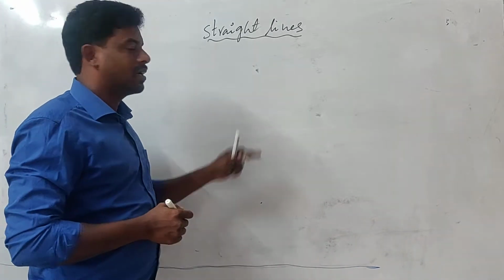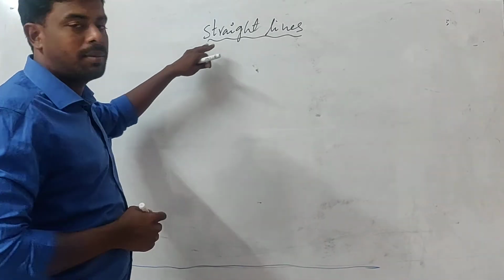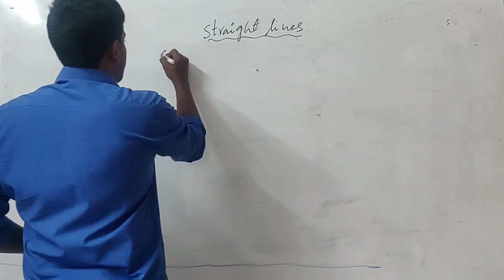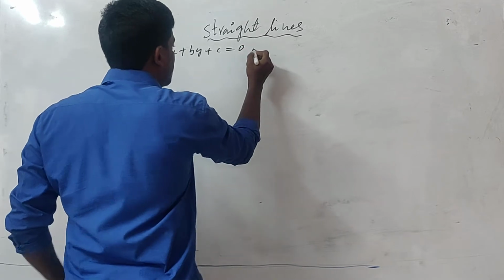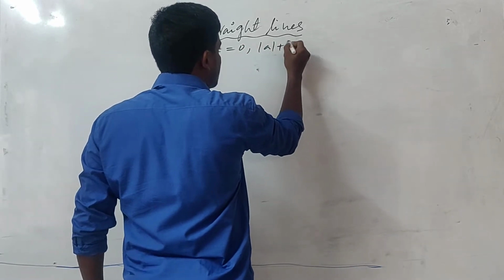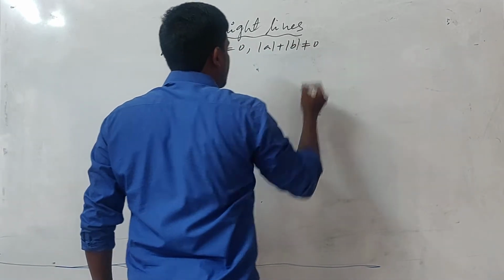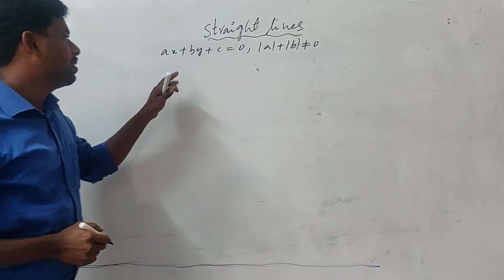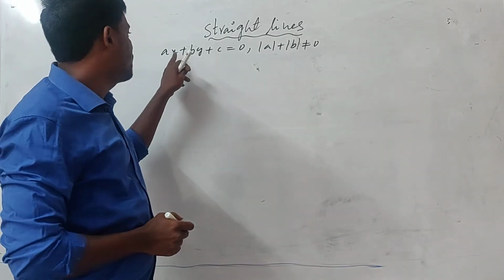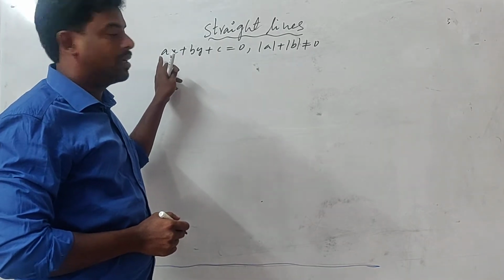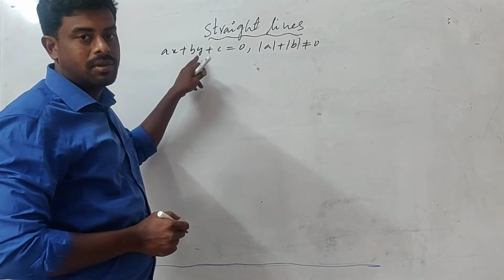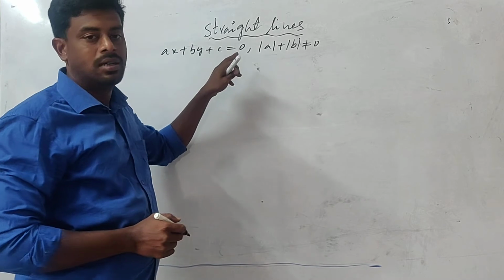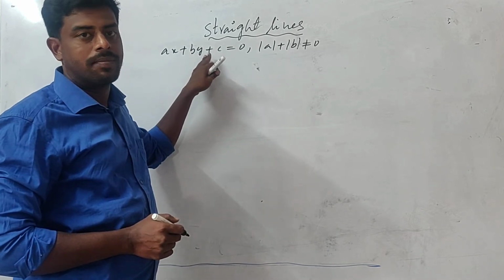So coming to straight lines, the standard form of a straight line is ax plus by plus c equal to 0, where modulus a plus modulus b not equal to 0, because it is a straight line in two variables, that is, x and y variables. So a and b are coefficients, c is a constant. A is the coefficient of x, b is the coefficient of y, and c is a constant. So that is the standard form of a straight line.